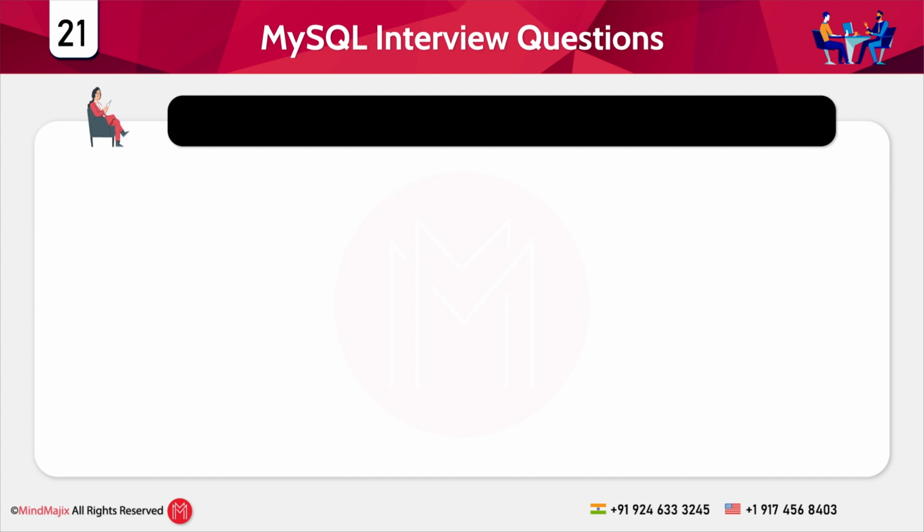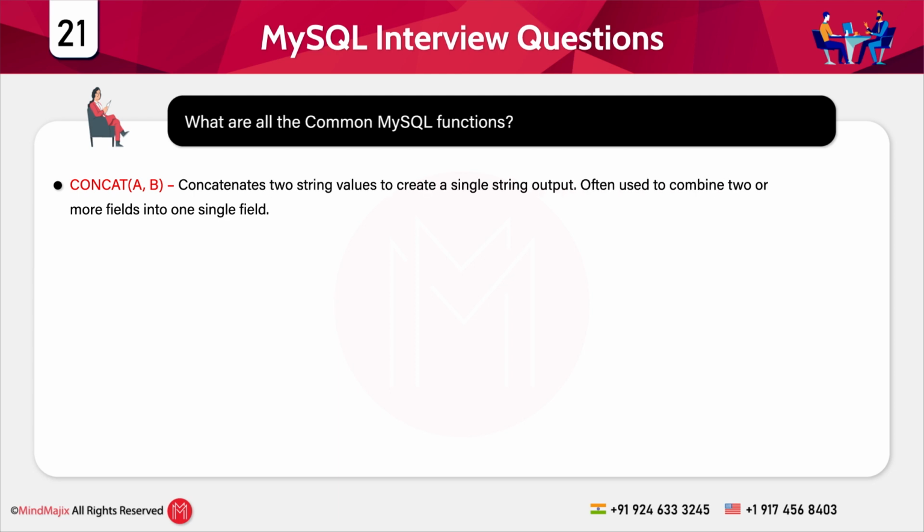Guys, the next important question that we will cover here is, what are the common MySQL functions? As you can see on the screen, these are the most commonly used MySQL functions, such as concat A and B. This function basically concatenates two string values to create a single string output. This command is often used to combine two or more fields into one single field. Apart from this, you have format, with two parameters, x and d. This function formats the number x to d significant digits.